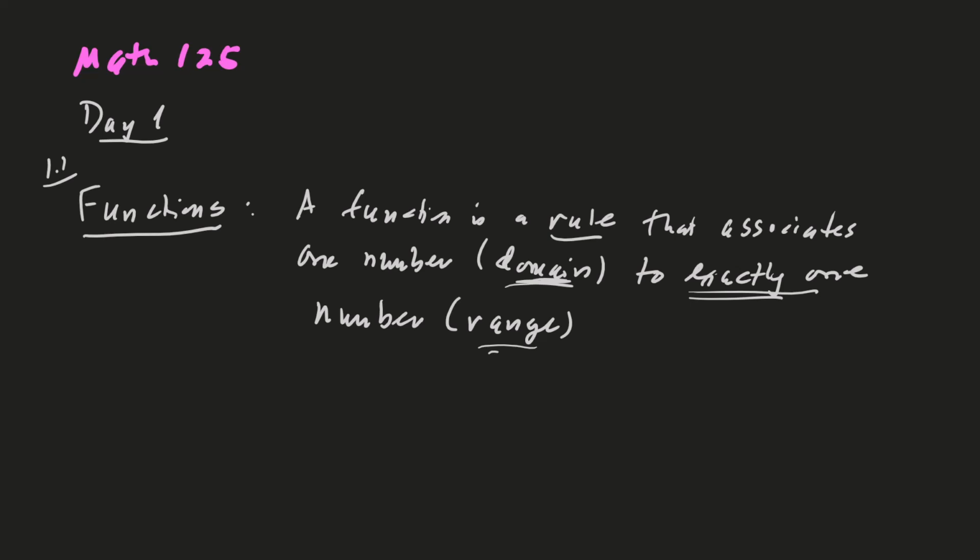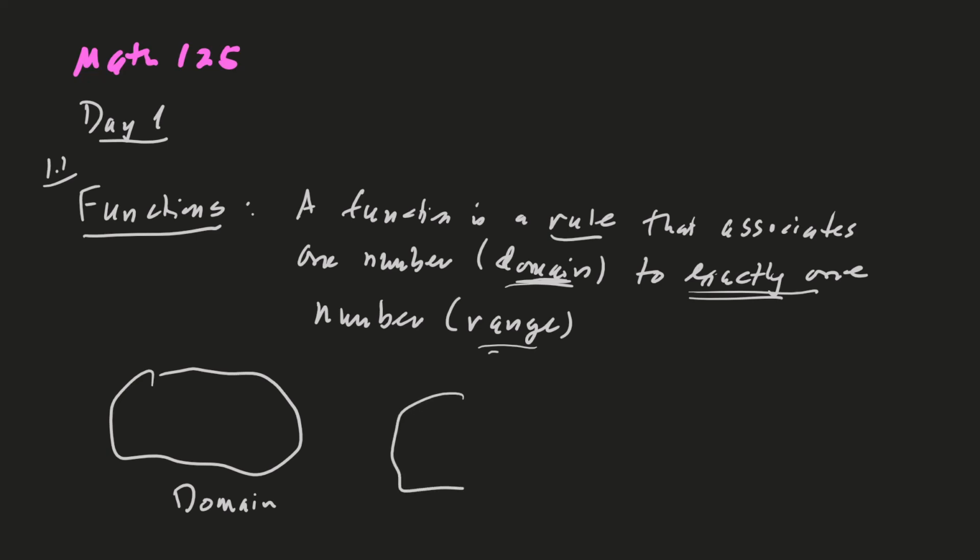Every point, if this is a set of points representing our domain, and this is a set of points corresponding to our range, then we're thinking of the function as changing all of these points in the domain to these points in the range. So all of these points are getting transformed to these points.